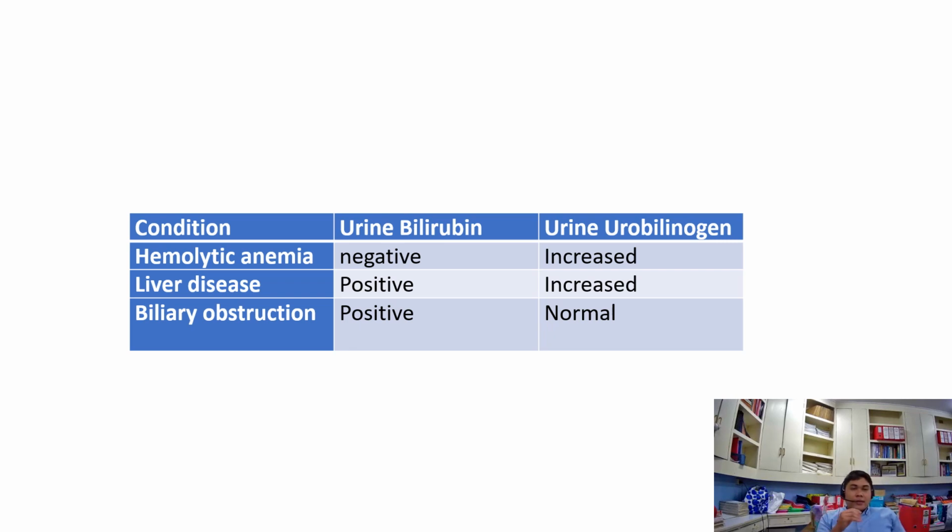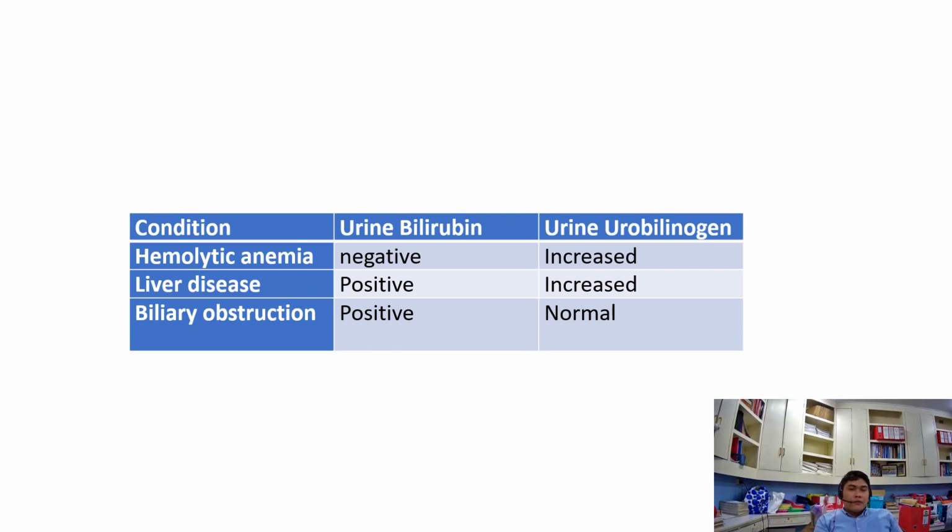Next, regarding the three conditions, hemolytic anemia, liver disease, and biliary obstruction, the urine bilirubin for hemolytic anemia is negative because in hemolytic anemia, the type of bilirubin that is elevated is B1. And remember, B1 is unconjugated and it is bound to albumin. So it is not seen in urine specimen.